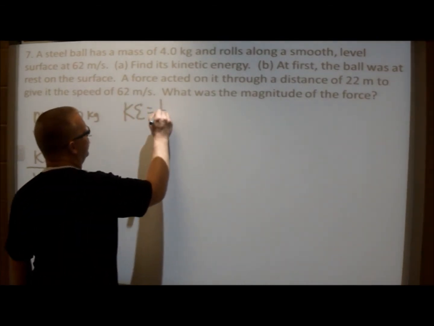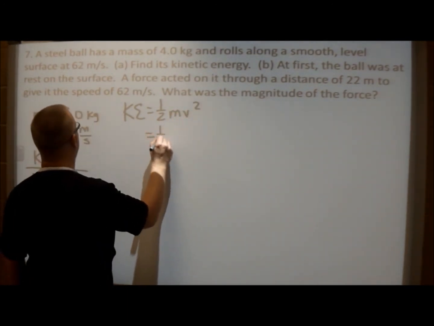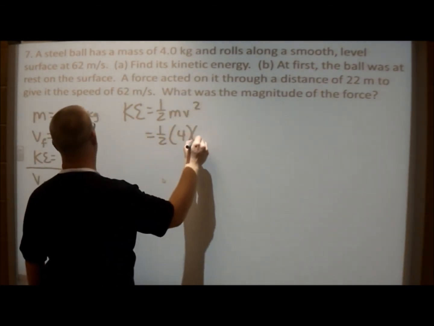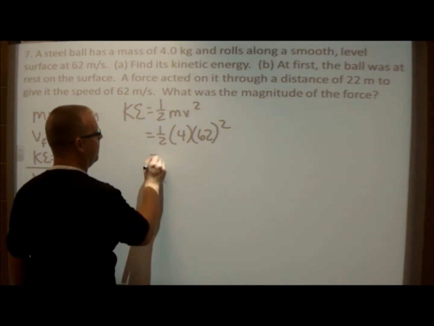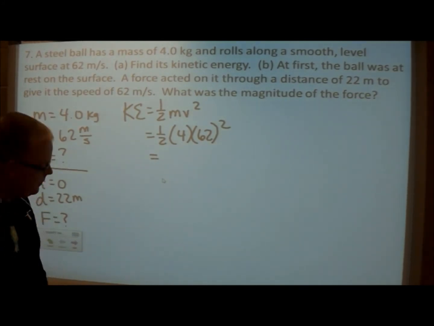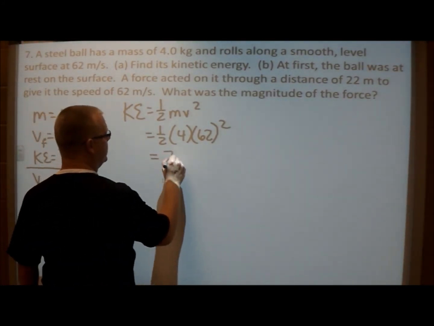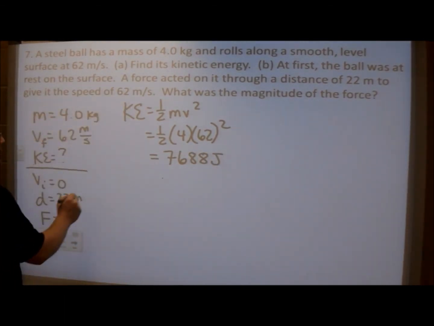Kinetic energy is 1/2 m v squared. So we're going to do 1/2 times the 4 kilograms times the 62 meters per second, squared. I'm going to take out our handy dandy calculator here. 7688. And our kinetic energy is 7688 joules. So that's part A.